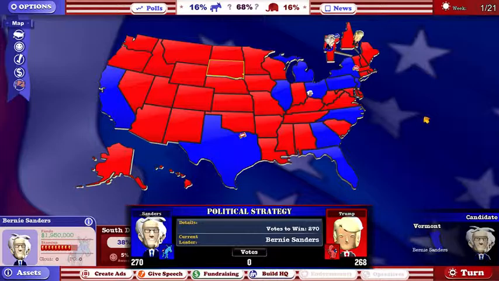26 states and the District of Columbia have laws against this. However, no faithless elector has ever been imprisoned for their vote. So what they do is that they basically just void it. If that one elector going to Bernie Sanders votes for Donald Trump, they're just not going to count it.